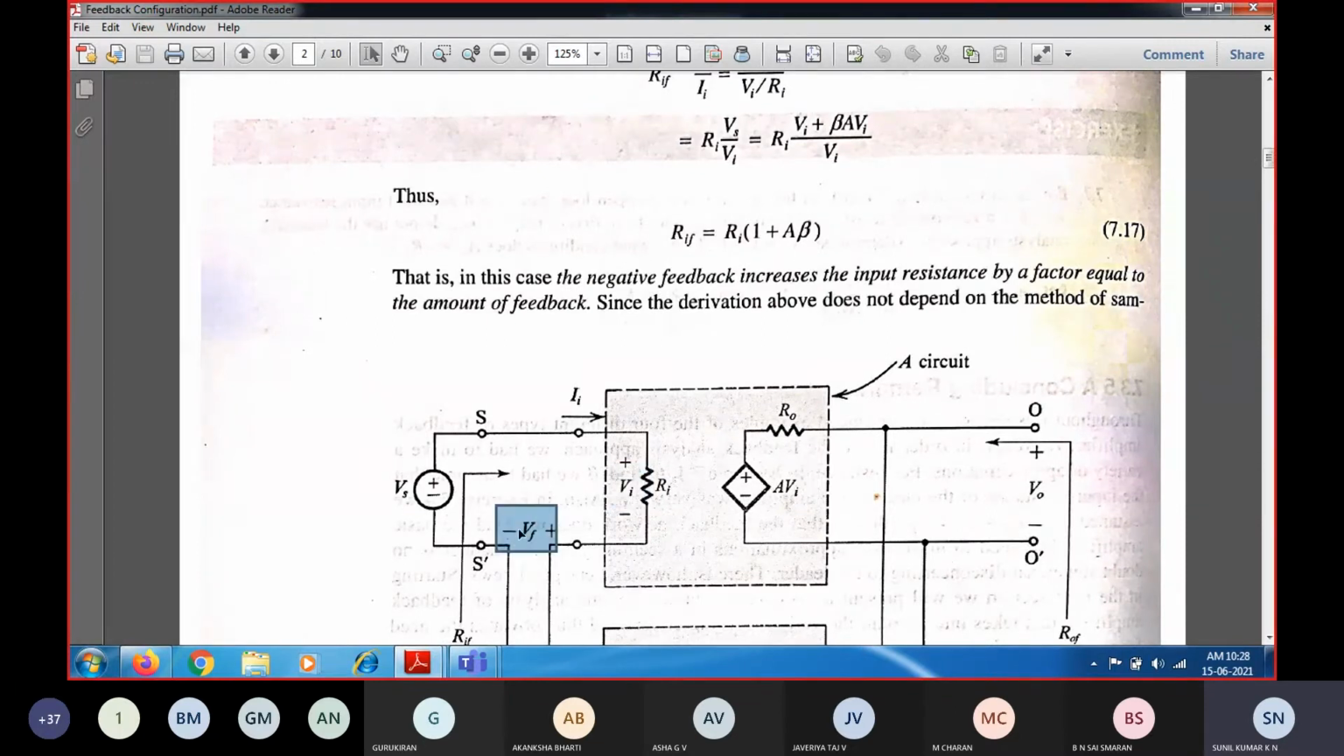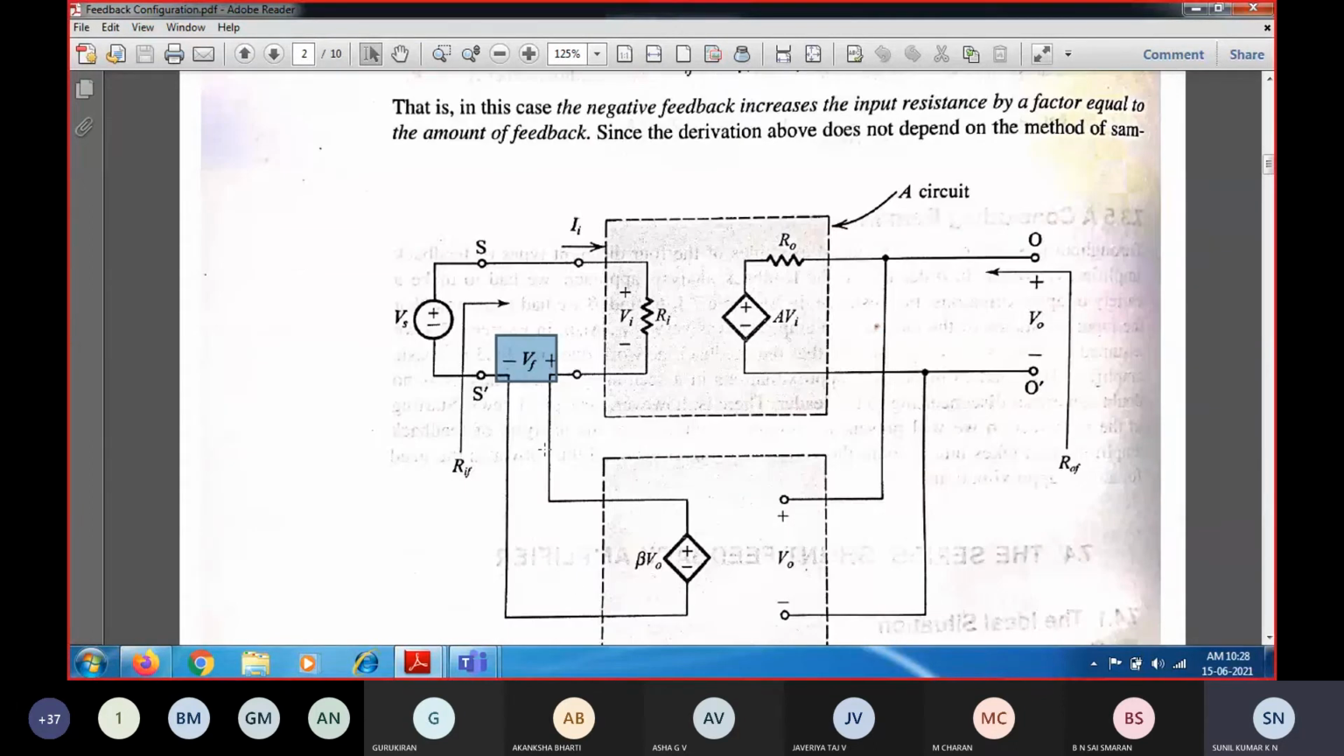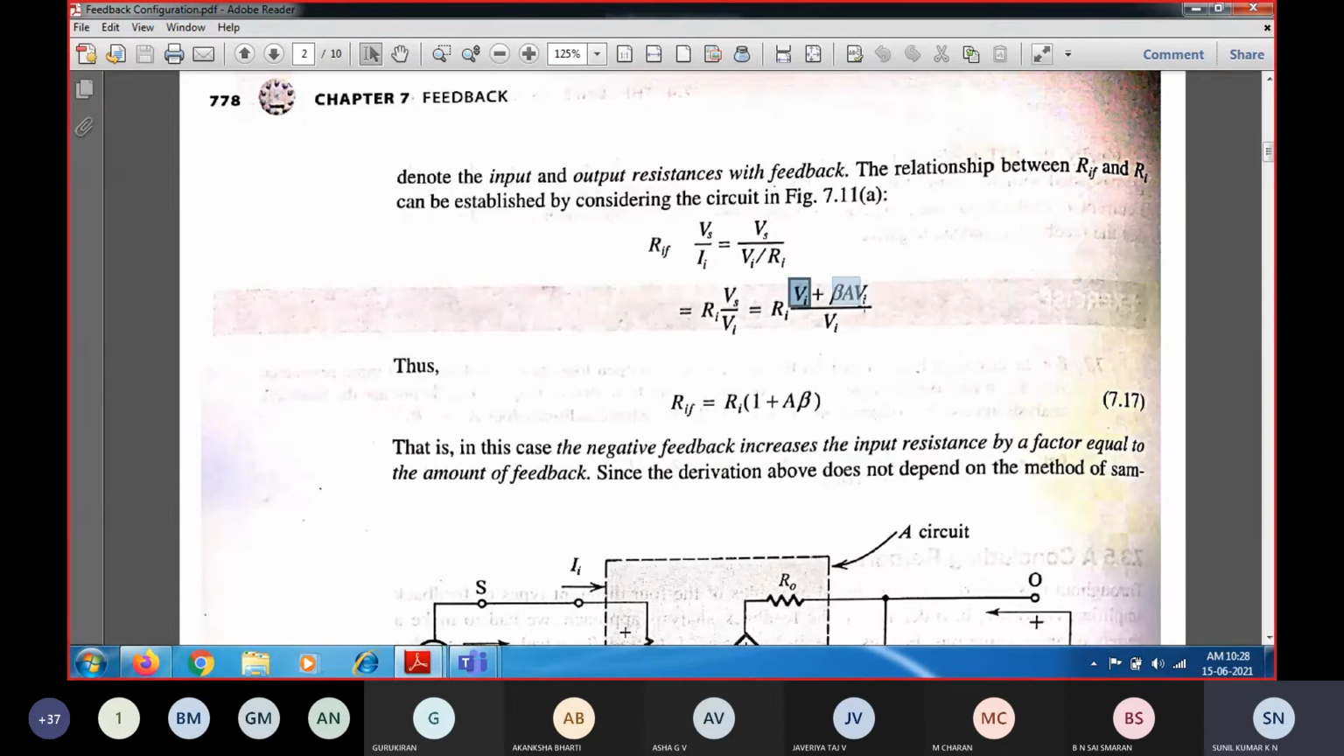What is this feedback voltage? This is the output of the feedback network, Vf. Vf is given by beta into Vo. What is Vo? Vo is A times Vi. So A into beta times Vi, I can write as Vf. So Vi plus Vf will be equal to beta times A times Vi. Taking Vi as common, Vi gets cancelled, and on the input side you will get Rif equal to Ri into 1 plus A beta.